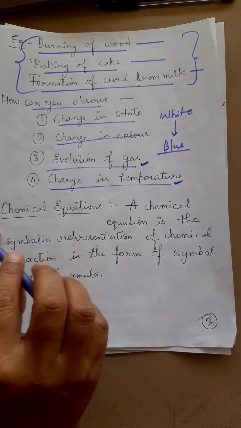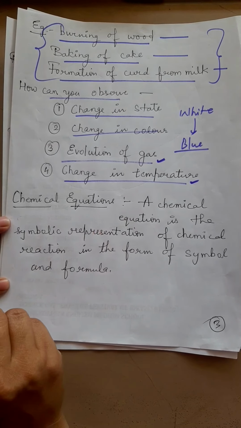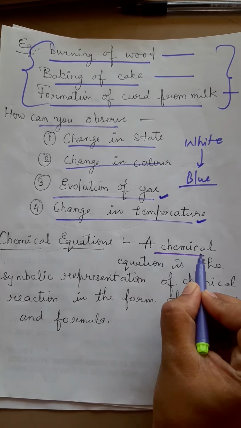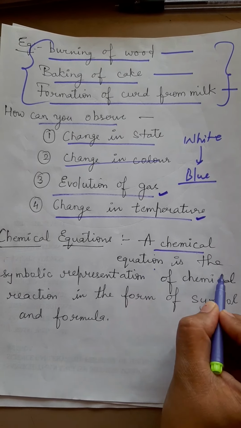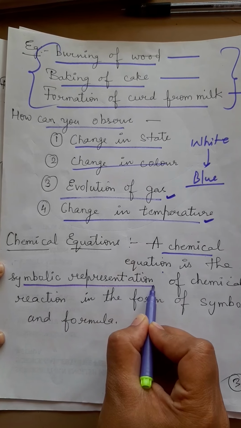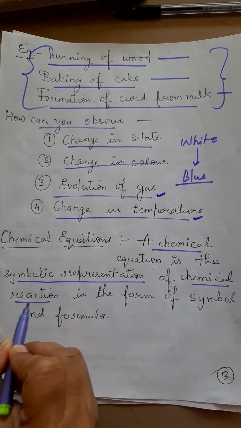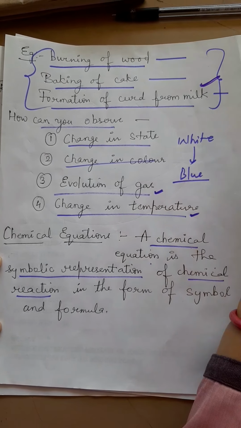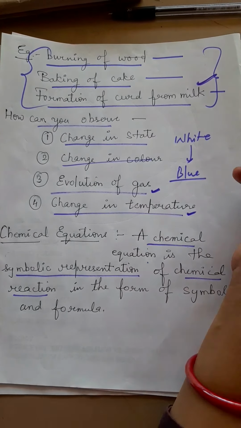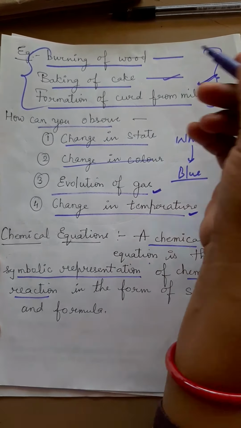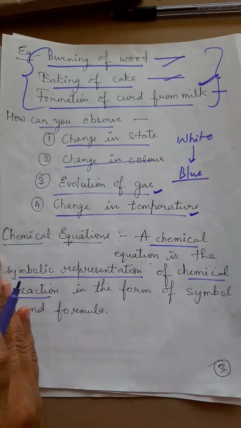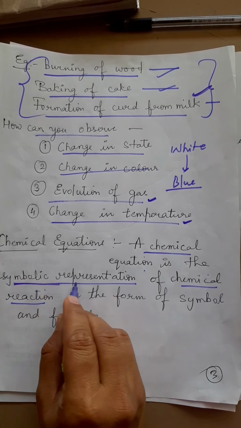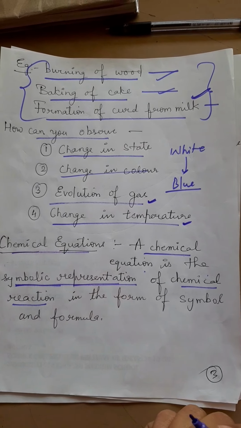Now the other topic is chemical equation. What is the meaning of chemical equation? A chemical equation is the symbolic representation of a chemical reaction. We know that chemical reactions are going on: formation of curd, baking of cake, burning of wood. We can represent this in a symbolic way, and that is called a chemical equation.